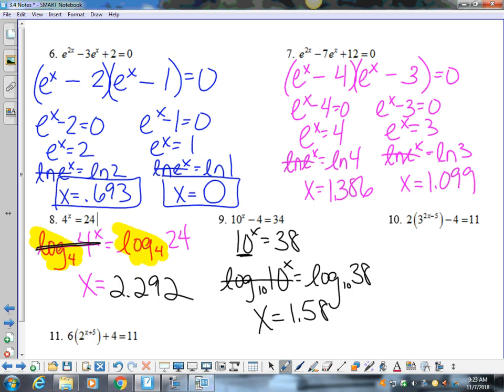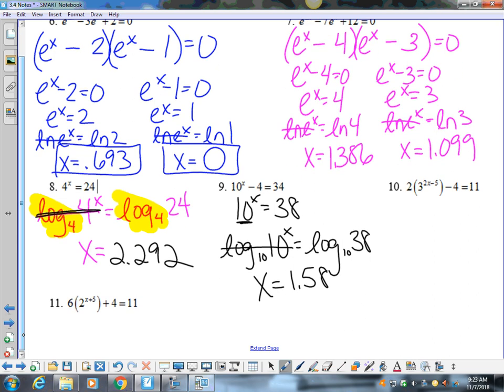Okay. What do we think about number 10? Add 4 and then divide by 2. So I have 3 to the 2x minus 5. Add 4, that's a 15. Divide by 2, that's 15 over 2. I'm going to leave it in its pure fraction form. That is an exponential function.